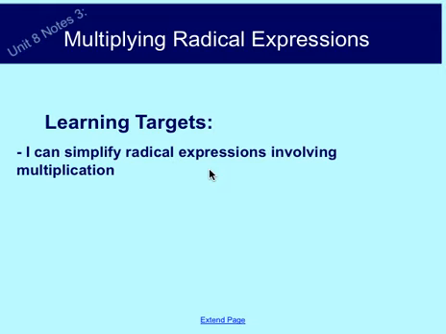I got nothing funny to say, so we're just going to keep recording videos. Multiplying radical expressions. I've actually been cheating a little bit. The way I've been teaching you perfect squares is basically how we're going to multiply radical expressions, except we're going to show you a few new tricks to go with it.